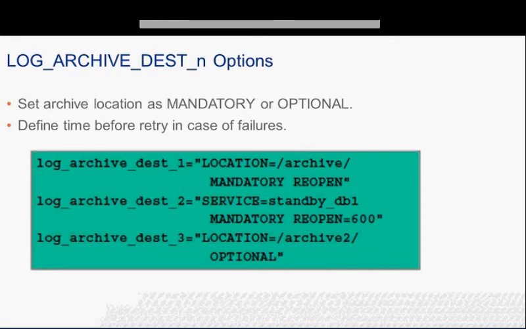Then the REOPEN attribute. The REOPEN attribute defines whether archiving to a destination must be re-attempted in case of failure. If a number is specified along with the keyword REOPEN, as REOPEN equals 600, the archiver attempts to write to this destination after the specified number of seconds following a failure. The default is 300 seconds. If REOPEN is not specified, errors at optional destinations are recorded and ignored. No further redo logs will be sent to these destinations. Errors at a mandatory destination will prevent reuse of the online redo log until the archiving is successful.